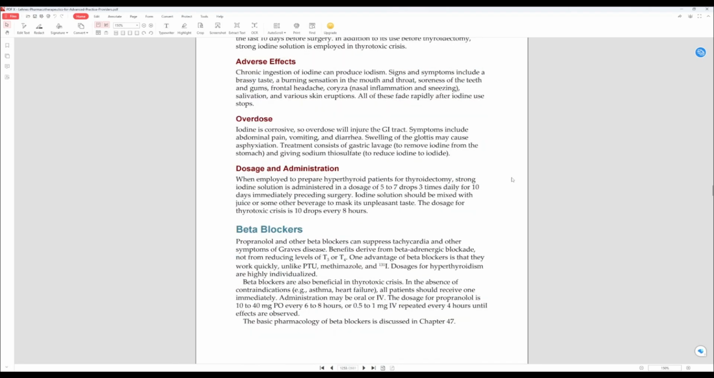Again, all good things have some adverse effects. Chronic ingestion of iodine can produce iodism. Signs and symptoms include a brassy taste, a burning sensation in the mouth and throat, soreness of the teeth and gums, a frontal headache, coryza, which is inflammation and sneezing, salivation, and various skin eruptions. However, all of these fade rapidly after iodine use stops.